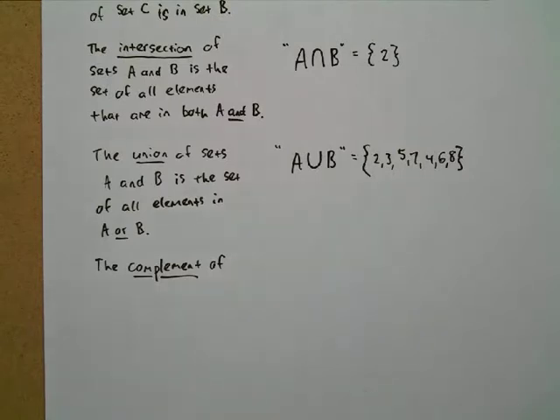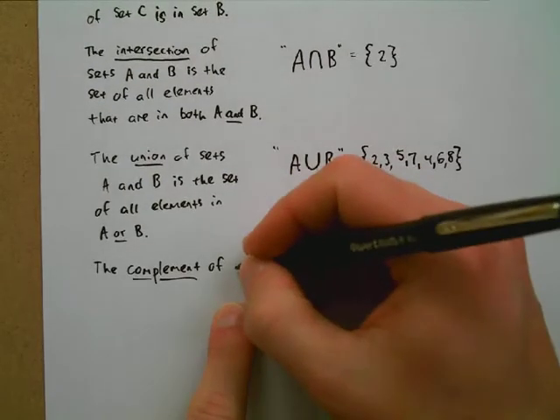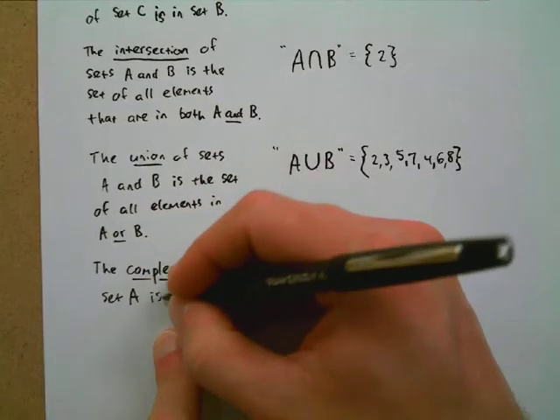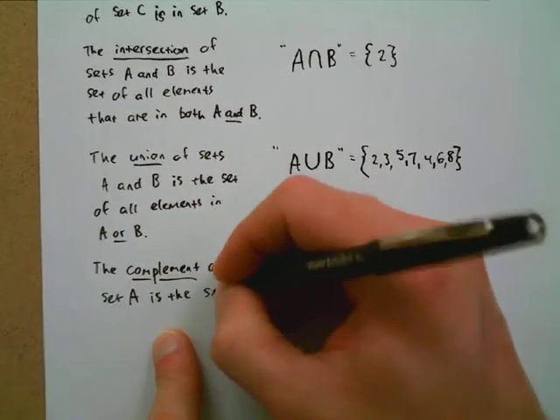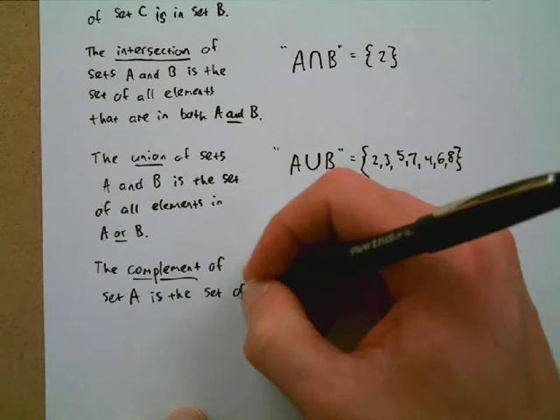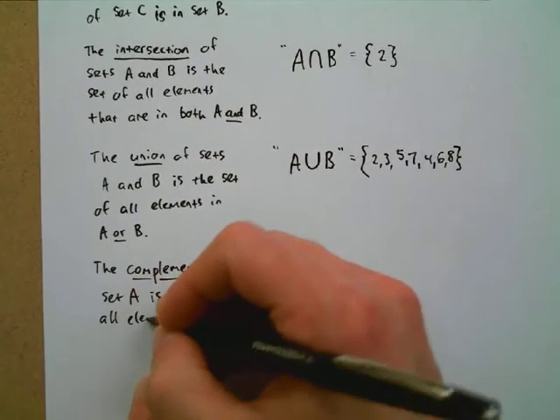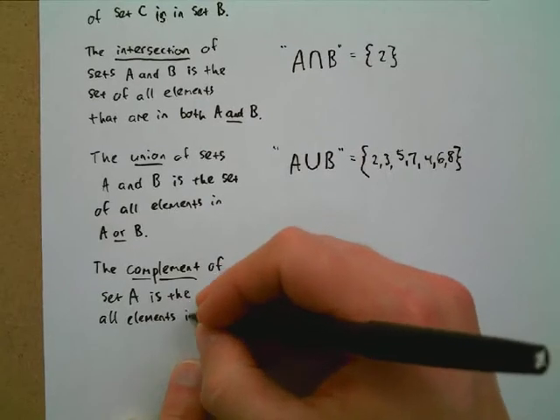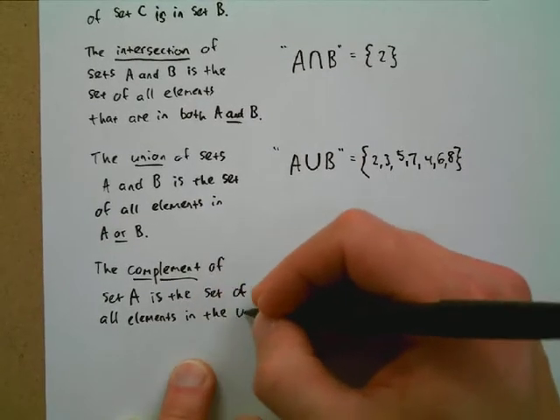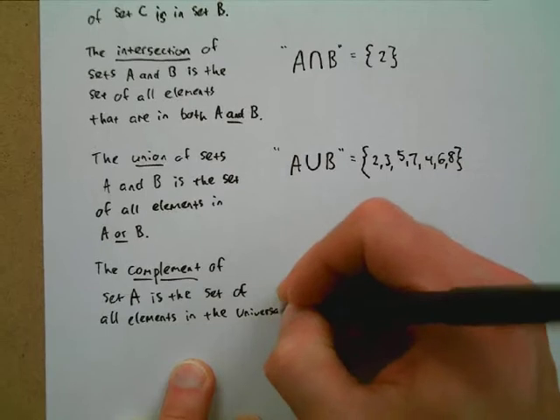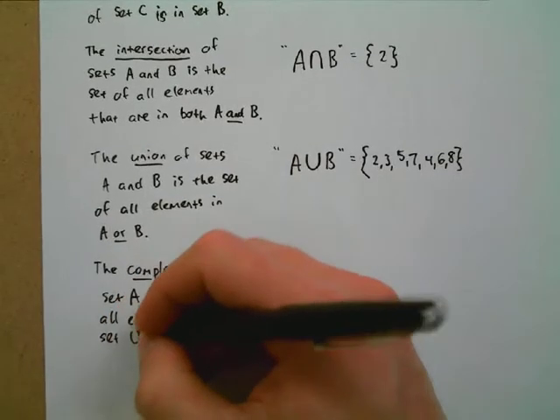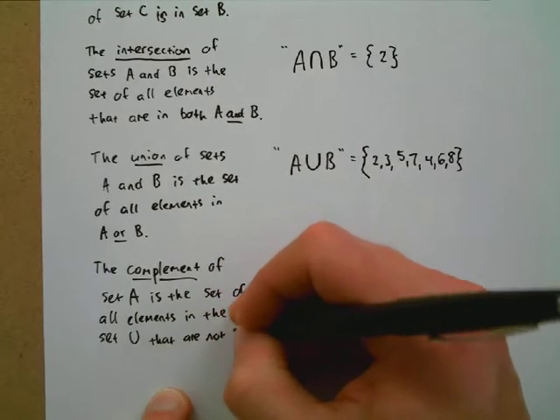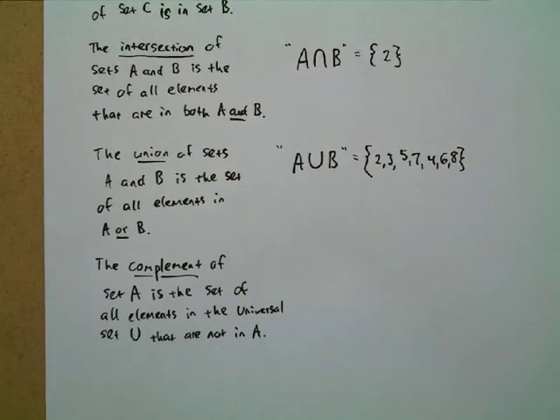So the complement of set A is the set of all elements in the universal set U that are not in A. Okay?